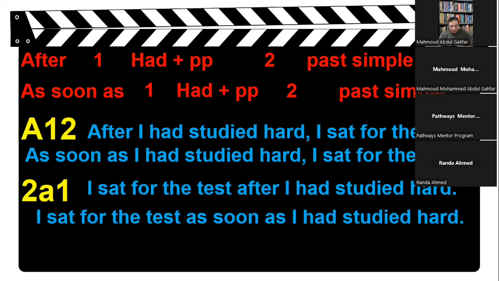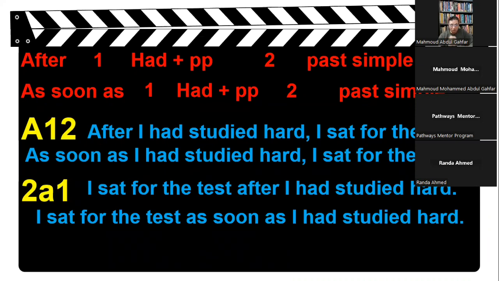Yes, if we join the two sentences using after, we can say after I had studied hard, I sat for the test. As soon as I had studied hard, I sat for the test. So if we want to use after and as soon as in the middle of the sentence, we should begin with the past simple. I ask you, is the past simple the first action or the second action? The past simple is the second action. So we will begin with number 2 because it is the second action, past simple. And then we use after and as soon as in small letters because we use them in the middle of the sentence. And at the end of the sentence, we will use the past perfect, which is had plus the past participle of the verb.